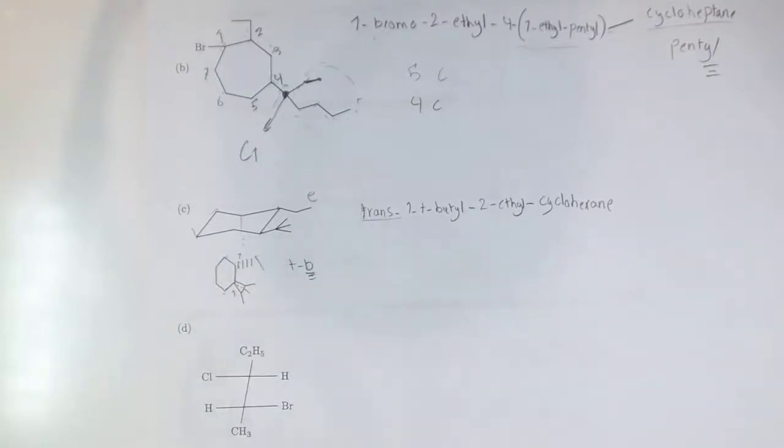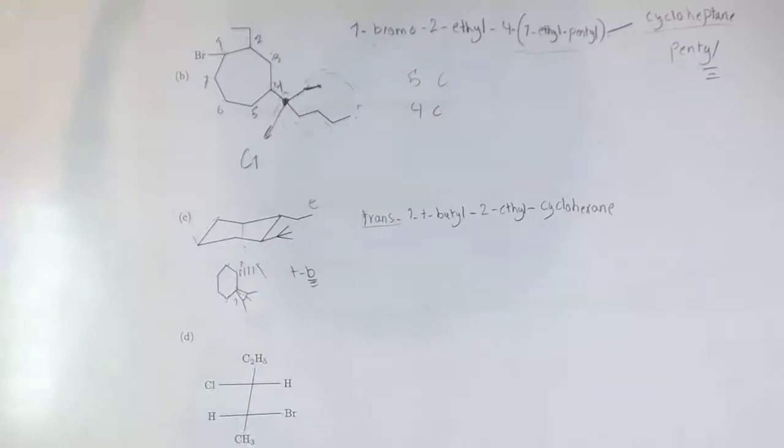Go ahead. Do you have to convert it to a 2D structure? You don't have to. It's not obligatory. I just did it to make it easier for you guys. You can name it just as it is, or you can make it 2D and then name it. It's all up to you, as long as you know these two are pointing in opposite directions and they're trans. Any other questions? Go ahead.